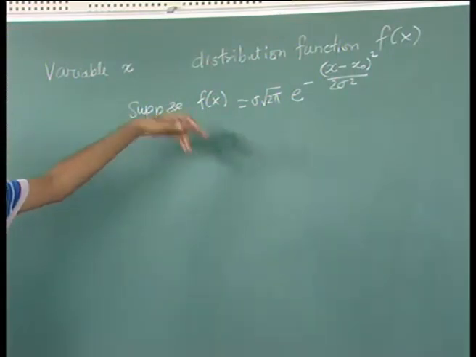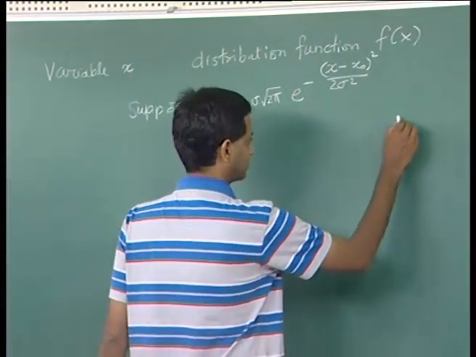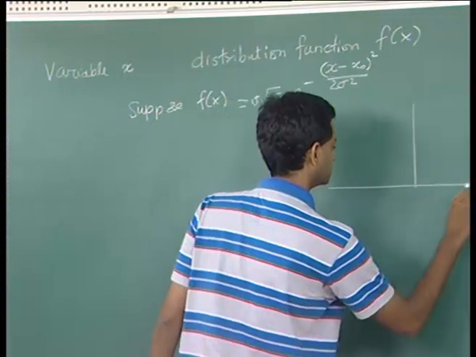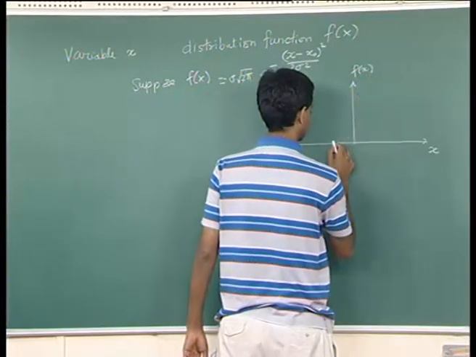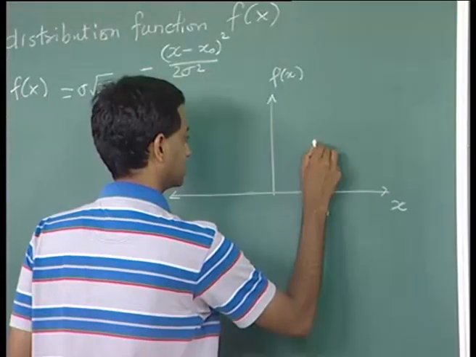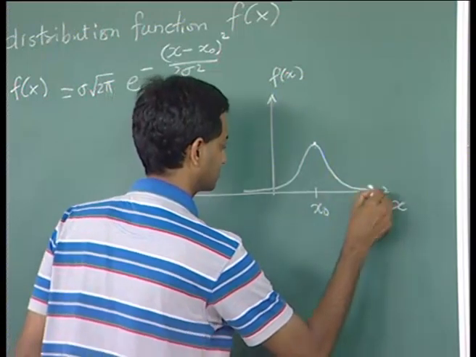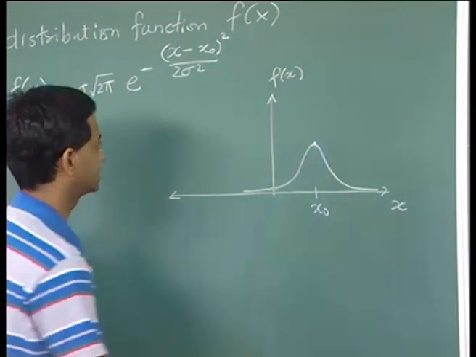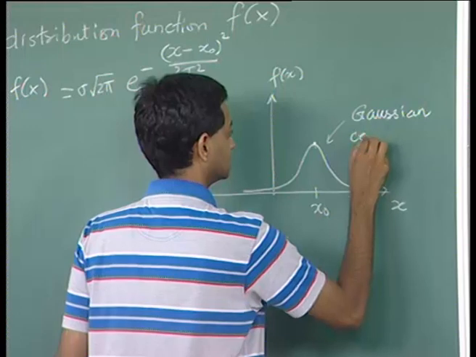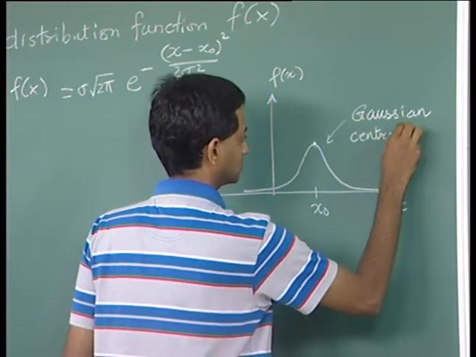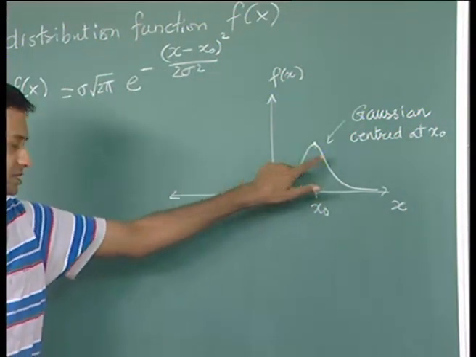So, suppose this is a Gaussian distribution. Then you know that f of x has this form, where x versus f of x looks like this, and if this is x0, then it looks like a Gaussian function centered at x0. And the standard deviation is sigma.